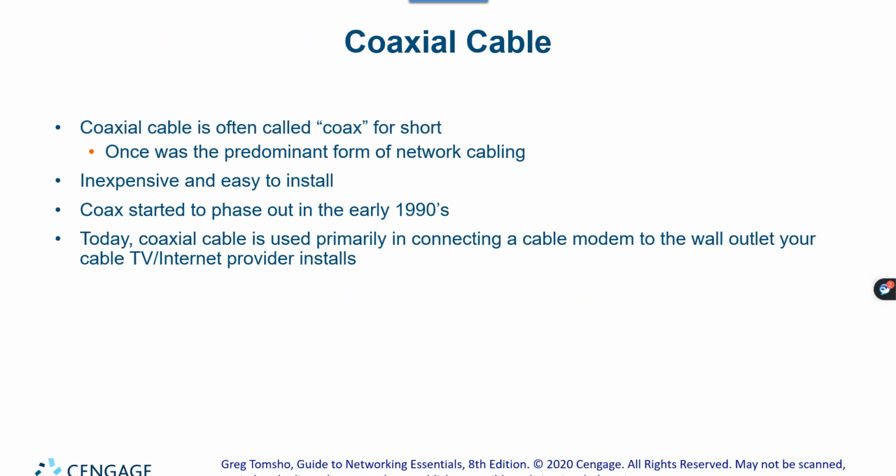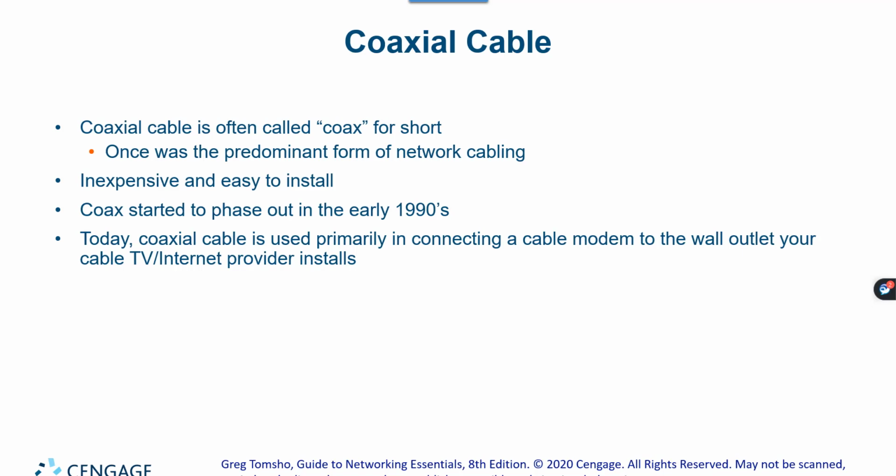The first type of cabling that we can choose from is called coaxial cabling. They call it coax for short. Once was a predominant form of networking cabling. When I first started working in '96, I was working on a network and we had coaxial cable for our network. It was really inexpensive and easy to install. They started to phase it out in the early 1990s. We typically don't use coax now.